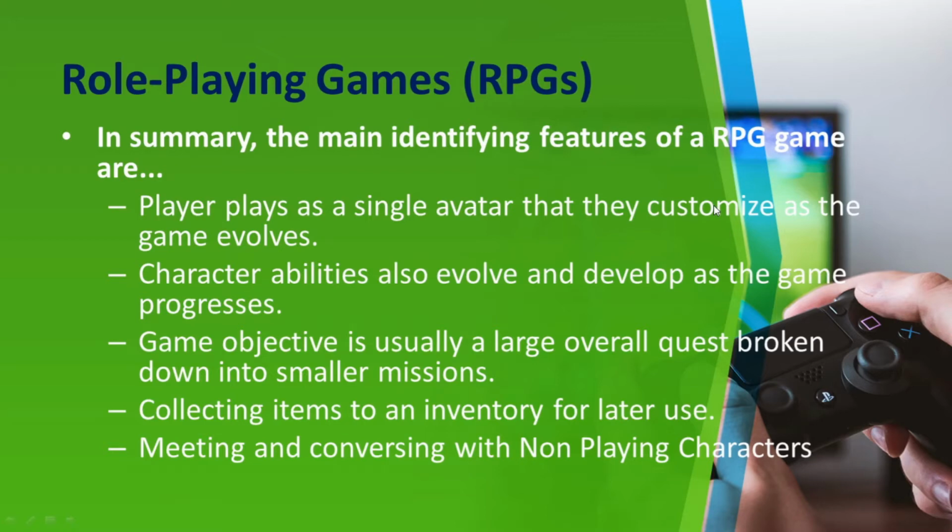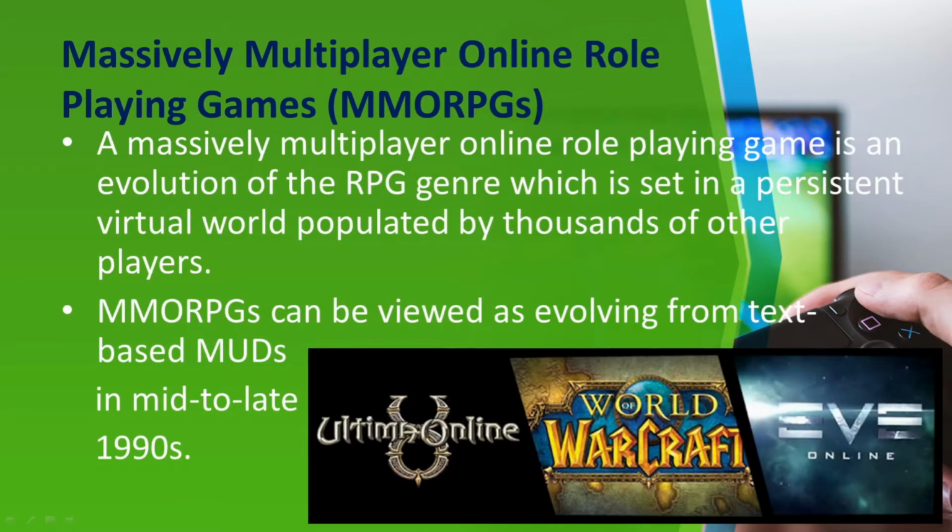Now, let's continue with the subgenre of RPG. We have your MMORPG, or massively multiplayer online role-playing game. A massively multiplayer online role-playing game is an evolution of the RPG genre, set in a persistent virtual world populated by thousands, sometimes hundreds of thousands, millions of other players around the world. MMORPGs can be viewed as evolving from text-based MUDs in the mid to late 1990s. An example of a MUD would be a text-based Dungeons and Dragons.